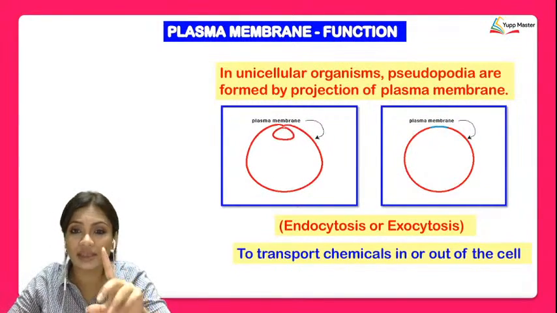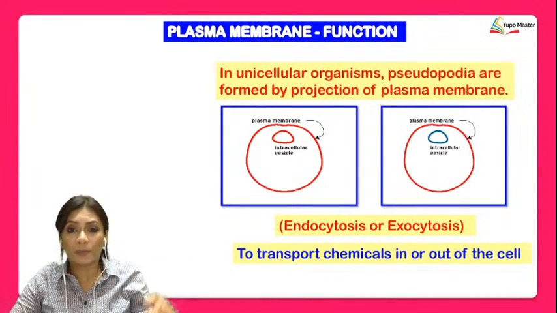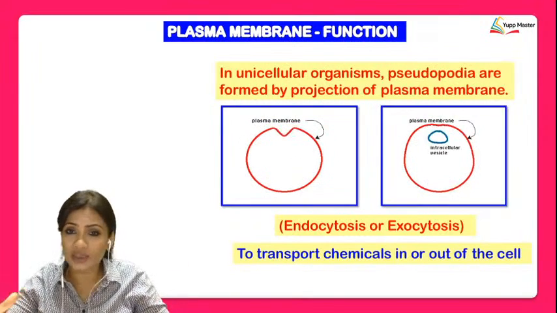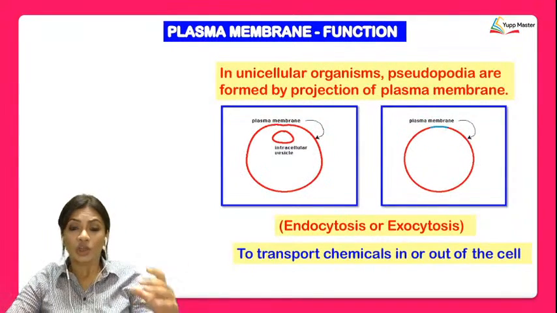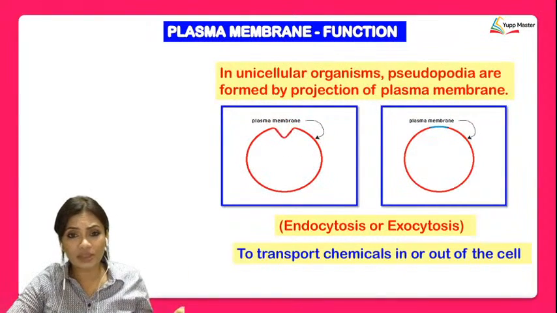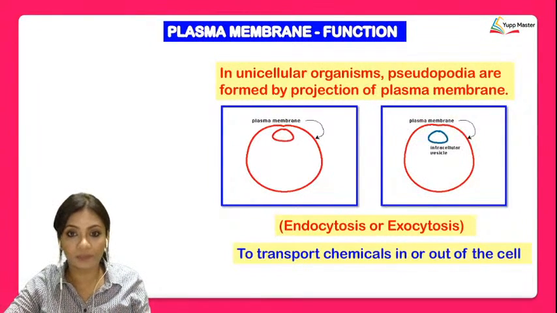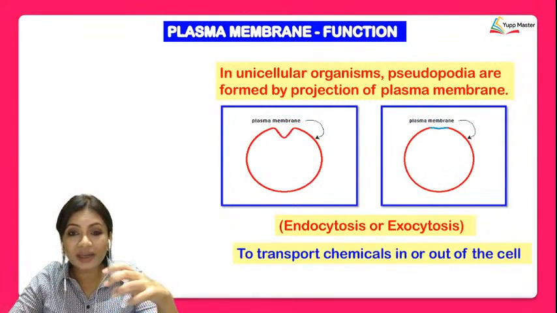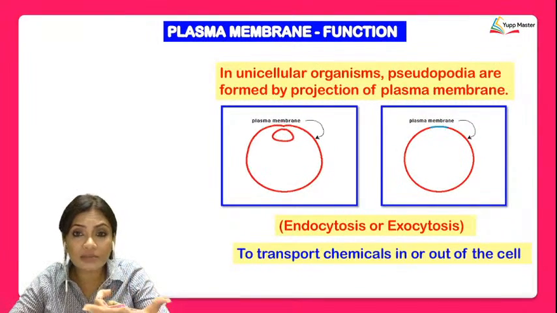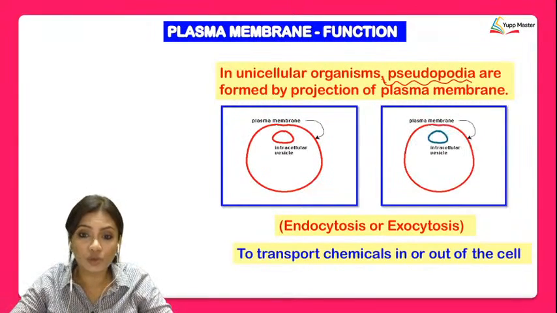Now, it is a unicellular organism, which means that it doesn't have any opening or closing, doesn't have a mouth, doesn't have an anus, nothing as such. So how is it going to let food in? How is it going to let waste materials out? It's the plasma membrane that's going to be functioning there. So the plasma membrane forms projections, okay, and those projections of the plasma membrane are called pseudopodia, all right.